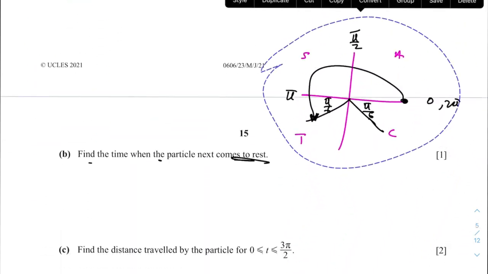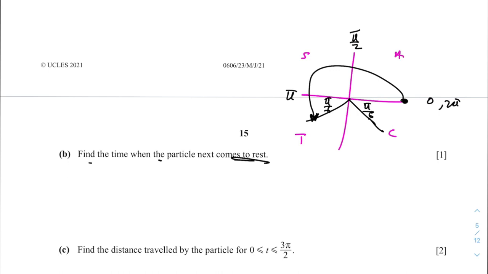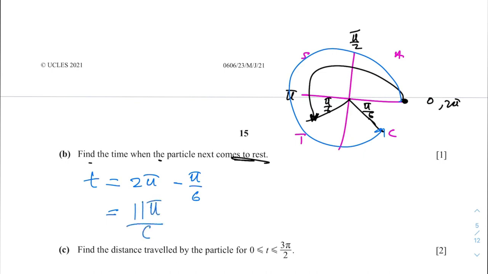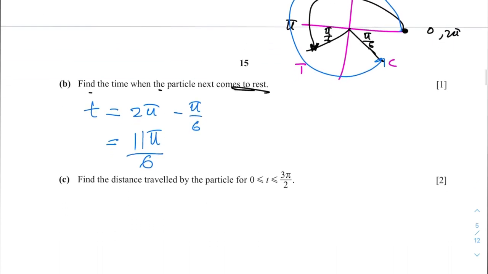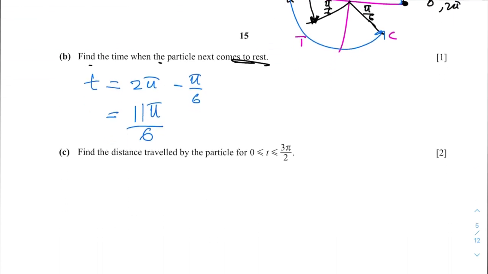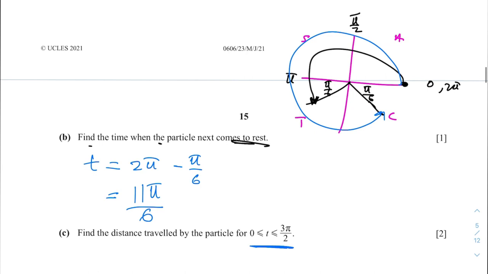Okay, so now the next time the particle will come to a rest will be when the particle moves from here all the way till it hits here. The whole thing is 2 pi, so that will become 2 pi minus pi on 6, and that is 11 pi on 6. Okay, so that's the next time. Then they said to find the distance traveled by the particle from time 0 all the way to 3 pi on 2. Now, I want you to check something out.